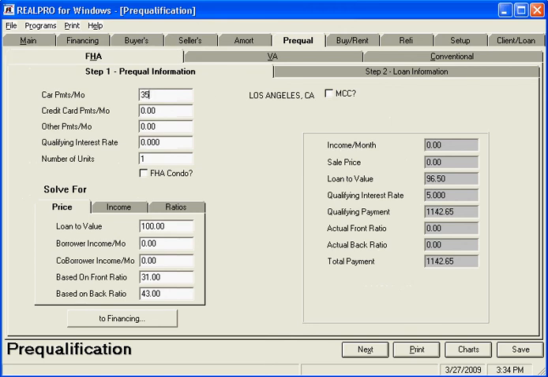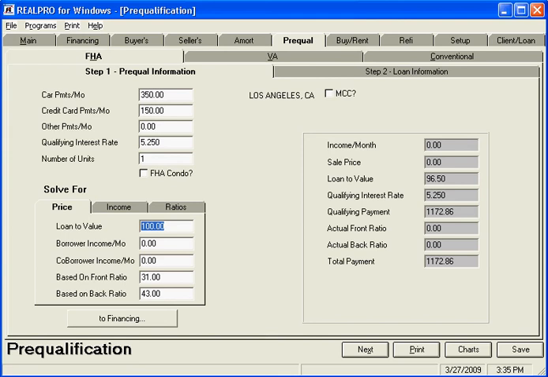Say they have a car payment of $350 and a credit card payment of $150. The interest rate that they're going to want to qualify at would be, let's say, 5.25. You would put in whatever today's interest rate is. Sometimes I just make up a sample number. We're going to solve for the price. You can also solve for the income or the ratios. We want to know what price these people can have. Loan to value, leave it 100%. That means maximum loan, minimum down.